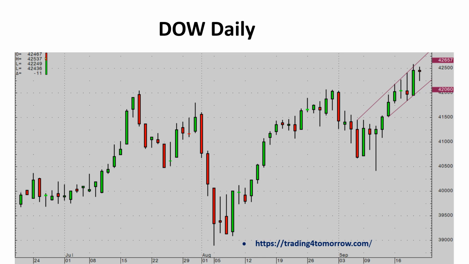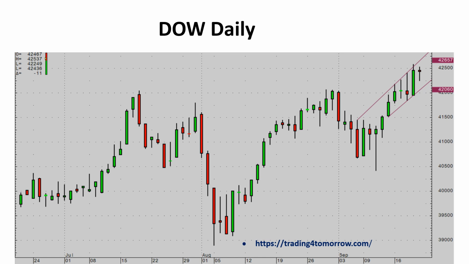As usual, starting with the Dow. Just remember I trade the futures, so these are charts based off of the futures. If you trade in CFDs, the trend is the trend. You're just going to have to potentially adjust prices slightly.